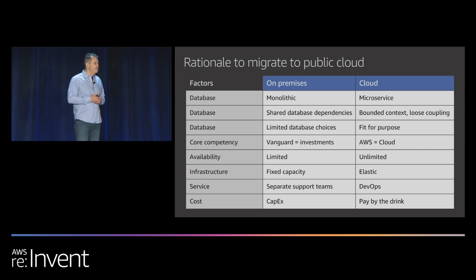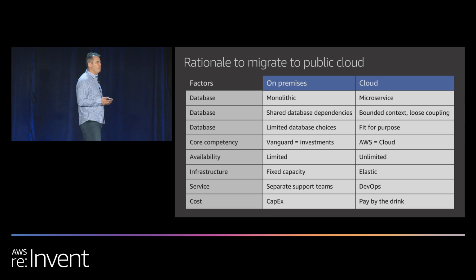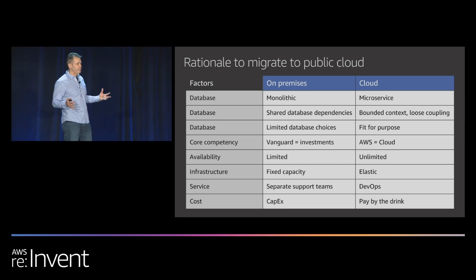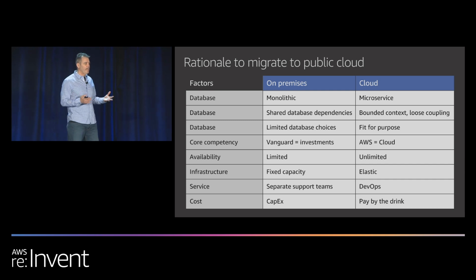You know, Vanguard's core competency is investments. AWS's core competency is cloud. I'm willing to bet that they figured out a lot of things better than we could, and I'd rather just offload that processing to them. Now, in terms of capacity, in an on-prem world, it's relatively fixed. It takes a really long time to scale out in a traditional on-prem environment. With cloud, it's code. It's really amazing how quickly you can scale out with these architectures.